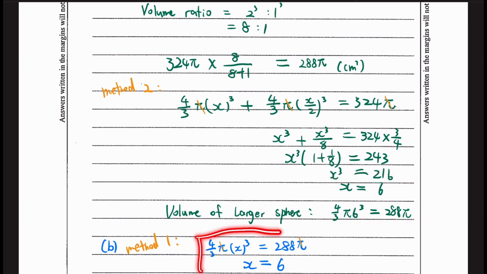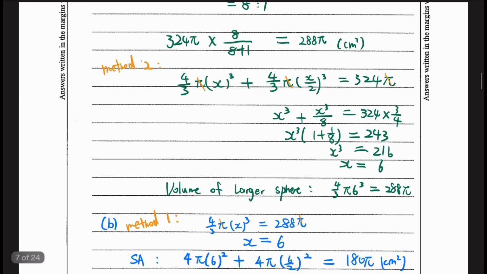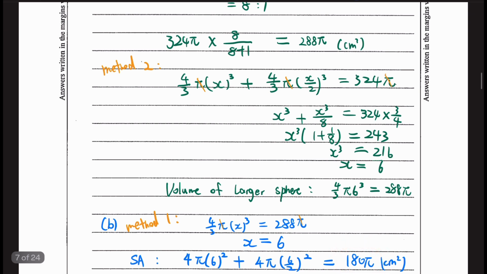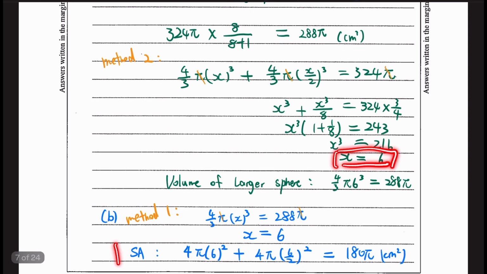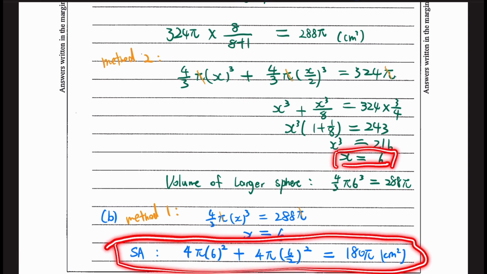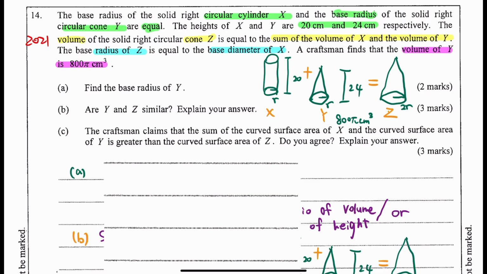So you just use the volume and solve for x, and then put the x into the surface area formula, 4 pi r squared, and for the smaller one, the radius is divided by 2, and then you have the total surface area, okay? If you are using method 2, then it will be easier for you to do part B, because you already have x equal to 6, so you directly write this equation, then you have the full mark here.